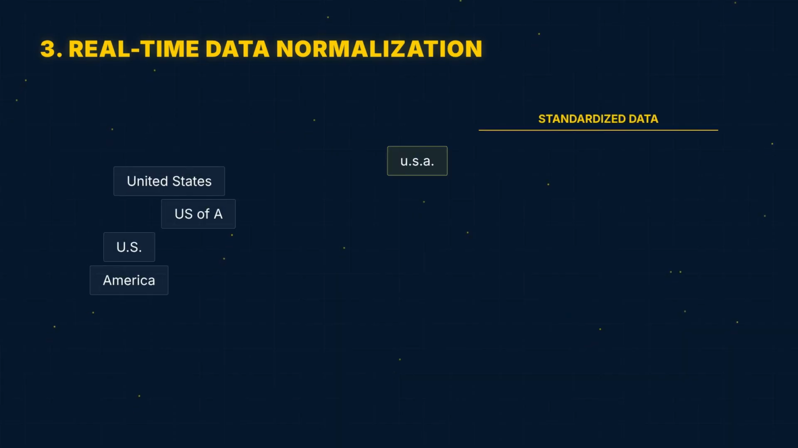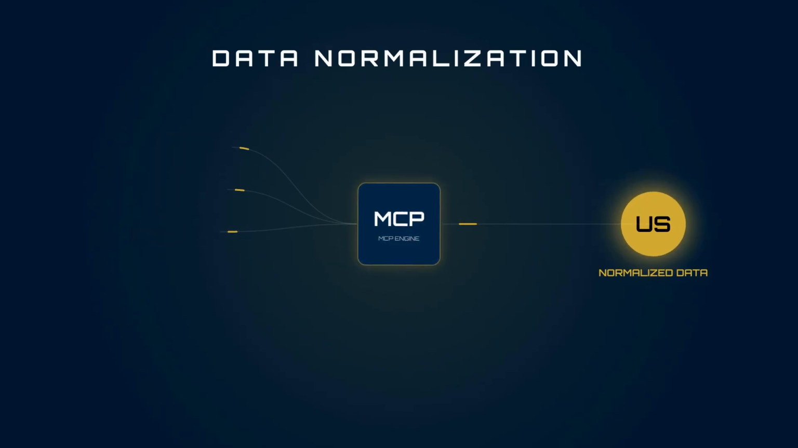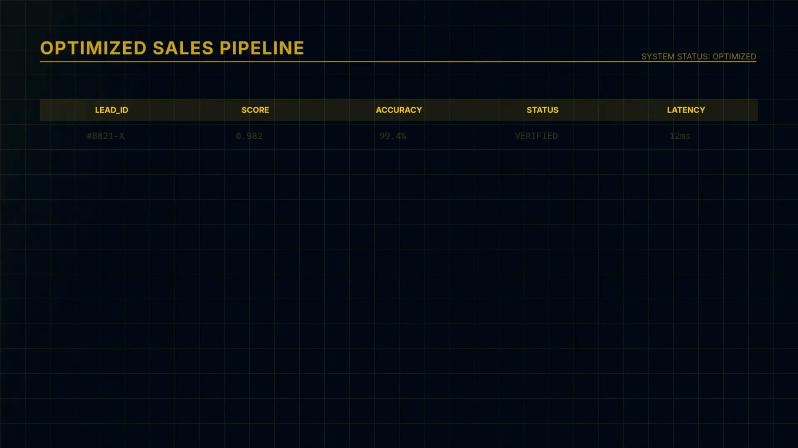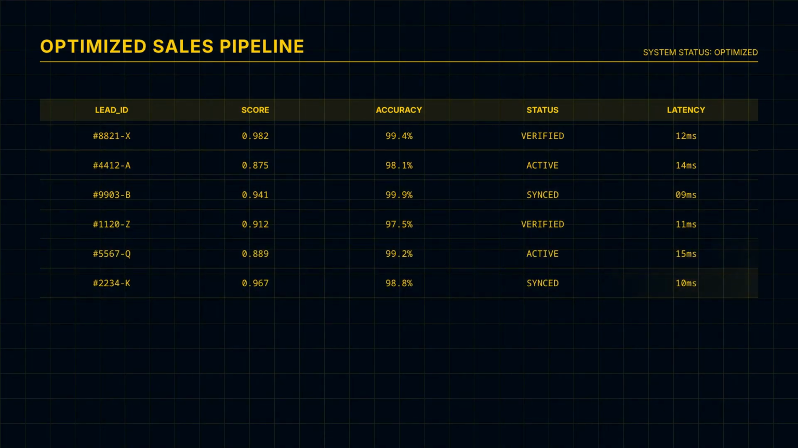Use case number 3, normalize data in real time inside the flow. This is the holy grail for clean CRM data. You can catch and fix inconsistent data before it ever hits your CRM, ensuring that your reporting and routing are always based on clean facts. Dirty data is a silent killer of marketing ROI. The MCP server gives you a real-time defense against data decay. Your sales team gets better leads, your reporting becomes more accurate, and your automation runs without a single hiccup.